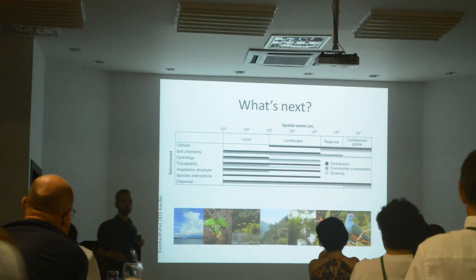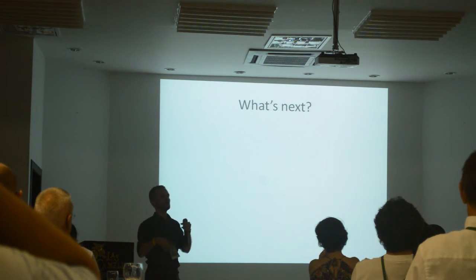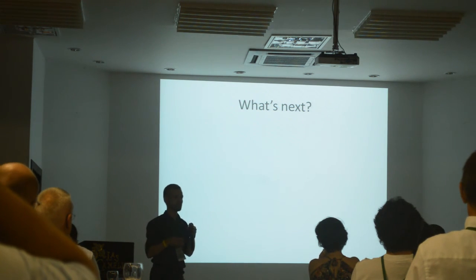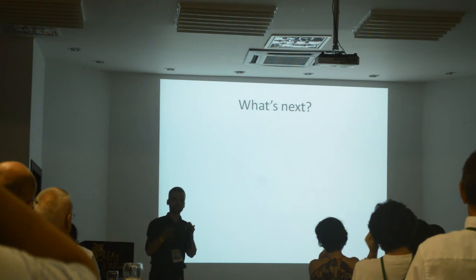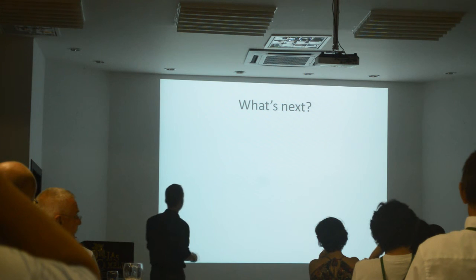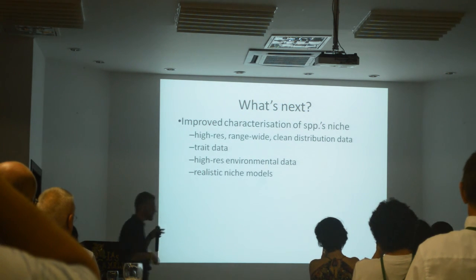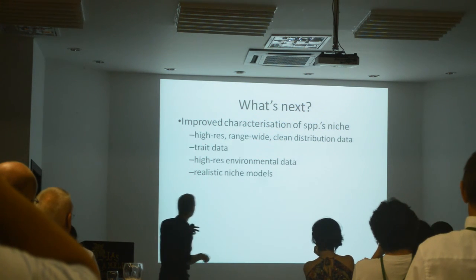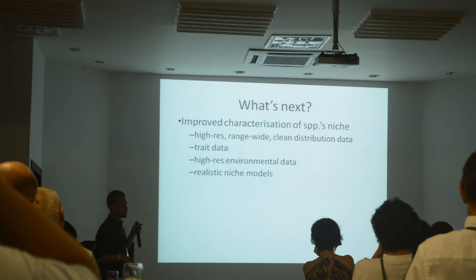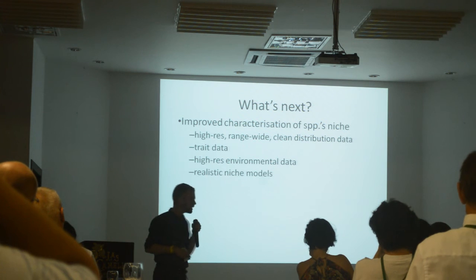But there's another thing that I think we should be doing. Stepping back a little bit from this macroecological, community ecological approach of looking at diversity descriptors and spatial units, and taking a slightly different angle where we focus, in the first place, on individual species. We need to better understand the niches of individual species. For that, we need high-resolution range-wide and very clean distribution data, which is something that is attainable but not easily.